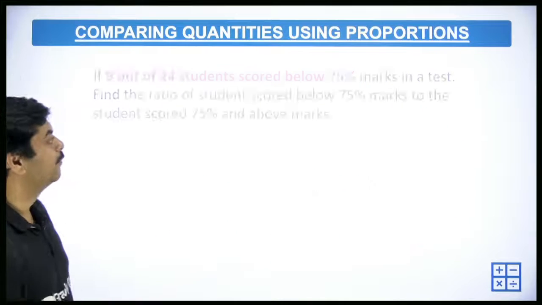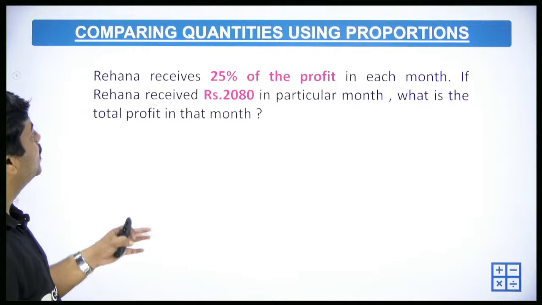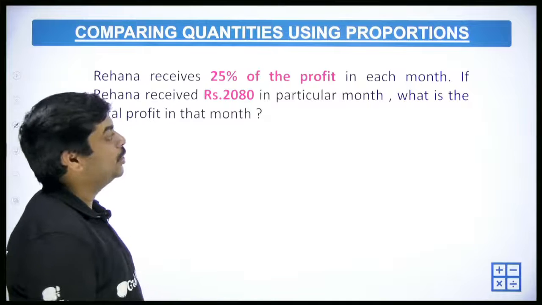Okay. So moving forward to the next question: Rehana receives 25% of the profit in each month.